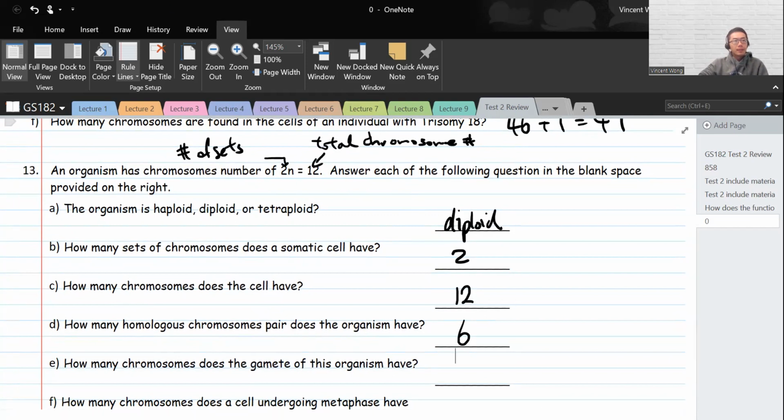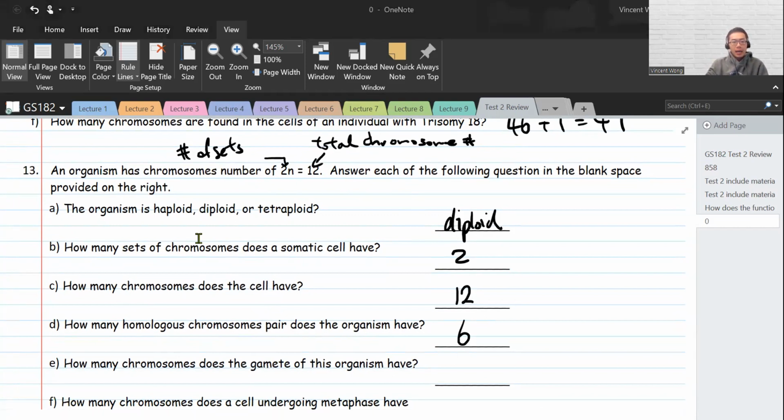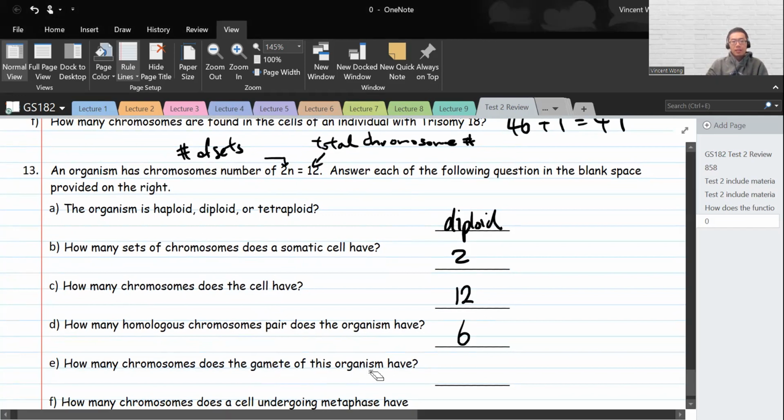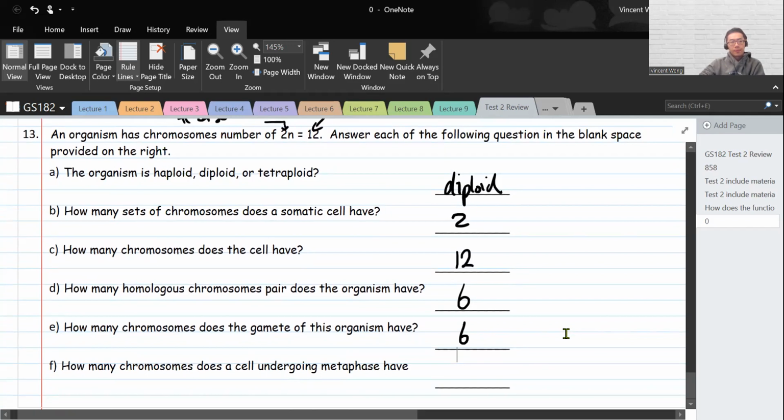Okay. How many chromosomes does the gamete of this organism have? You take the number divided by 2, you will get 6 as well. How many chromosomes does a cell undergoing metaphase have? If it's undergoing metaphase, then it's just going to be the same as the original, 12. If it's in anaphase, then it's going to be double because the chromosomes have separated.